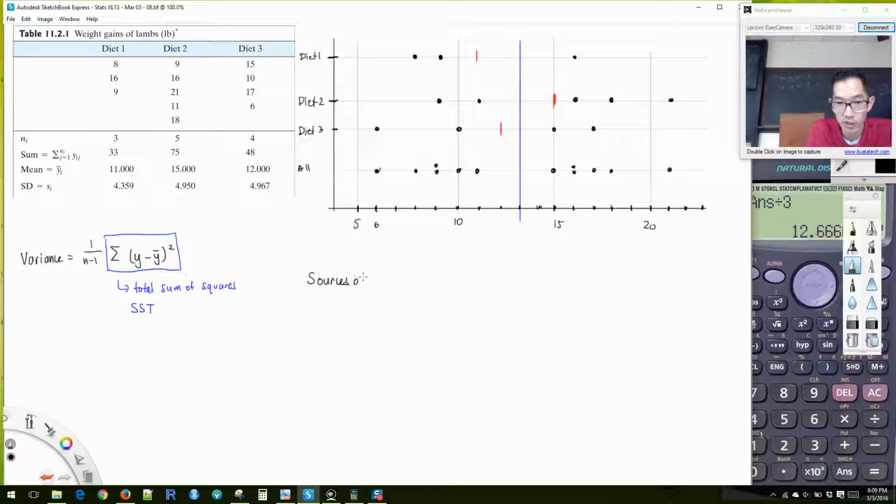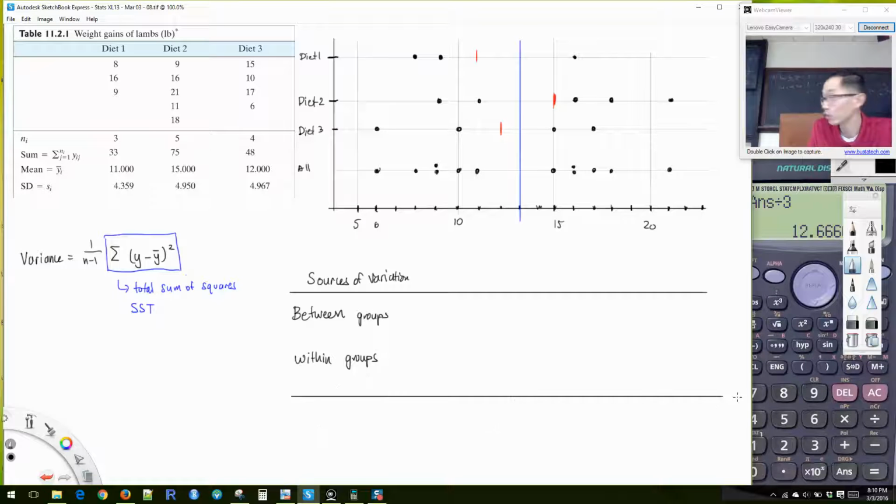I'm going to try to break apart our total sum of squares into two sources of variation. One is going to be between the groups, the fact that we have 3 different diets, and the other source of variation will be within the groups, just the fact that individual lambs are different from each other. And then we're going to have the total variation: between groups variation, within groups variation, and the total variation. And so here we're going to have sum of squares.